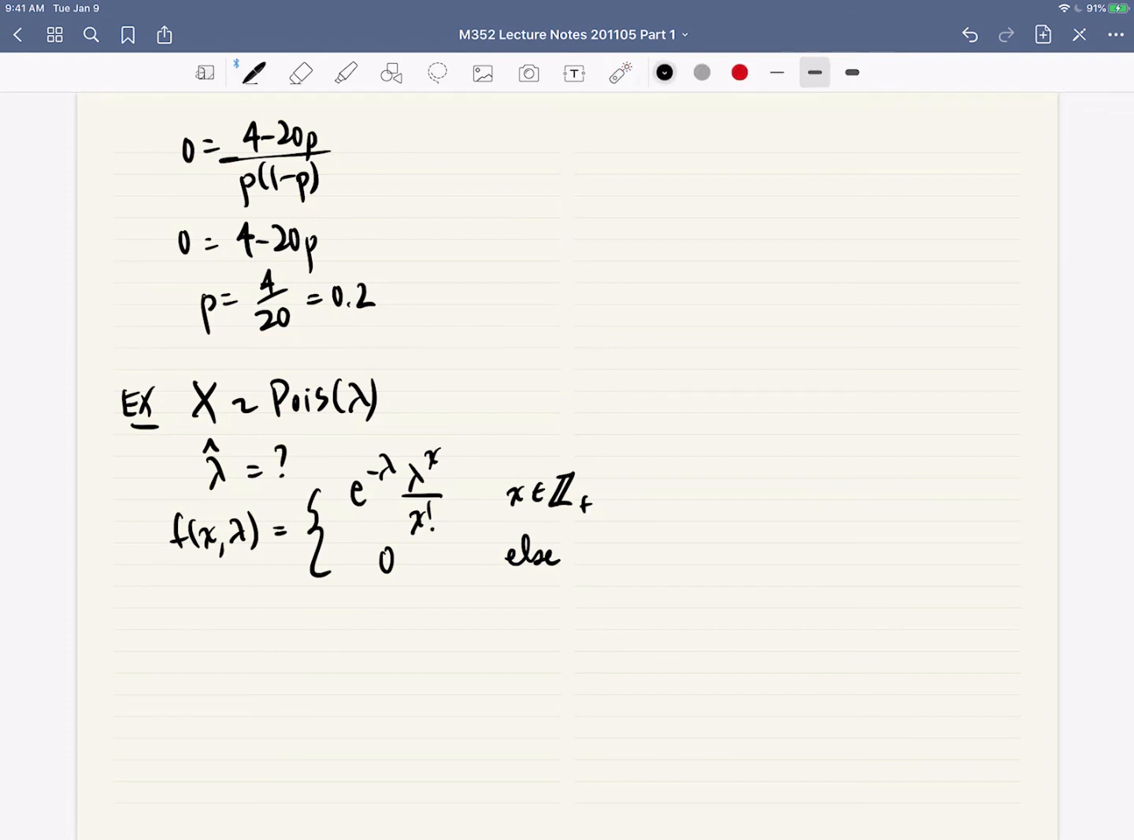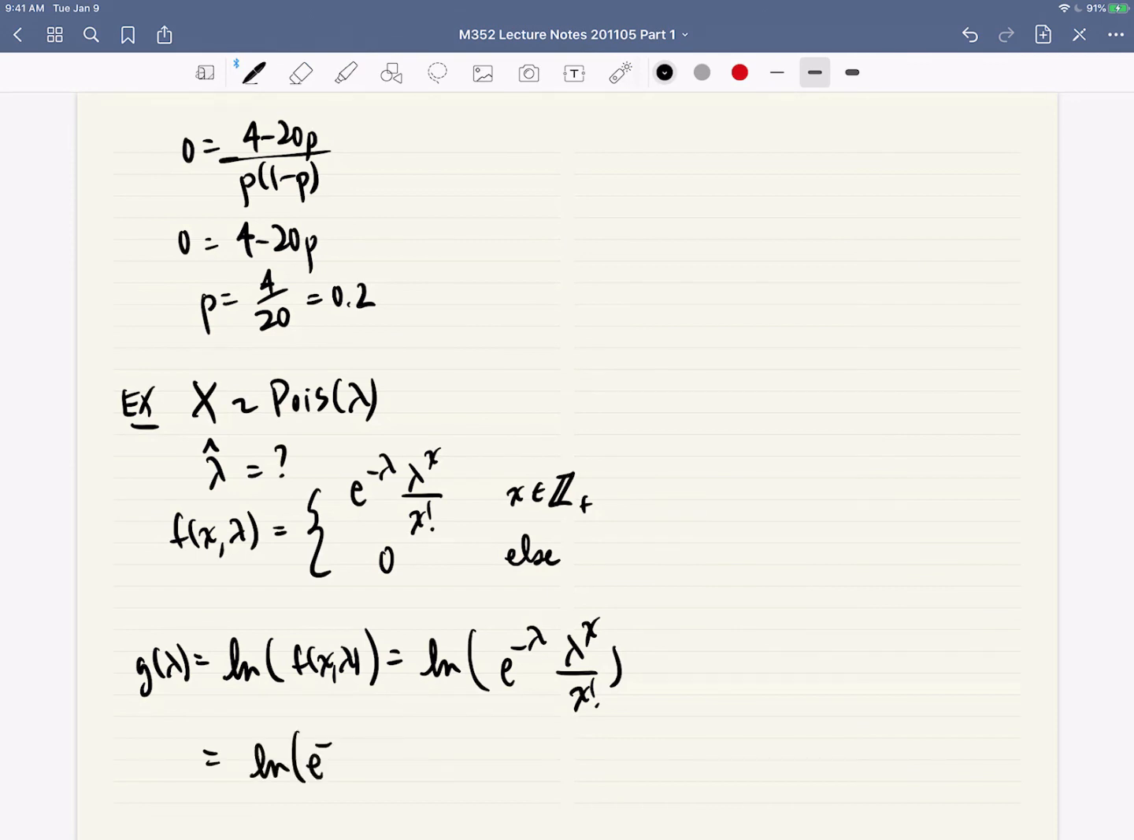So using the logarithmic approach, let's define g of lambda to be the natural logarithm of this function. And logarithms are not defined when the input is 0, so we're confined to looking at this. So we have the natural logarithm of e to the minus lambda times lambda to the x over x factorial. And then now using properties of the logarithm, we say this is the same thing as the logarithm of e to the minus lambda plus the logarithm of lambda to the x minus the logarithm of x factorial.